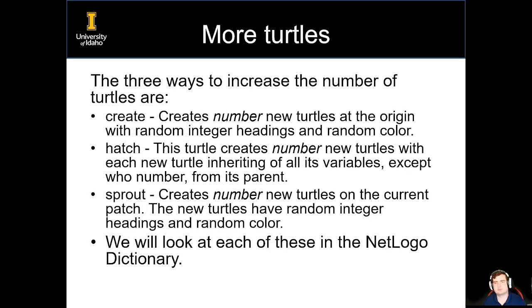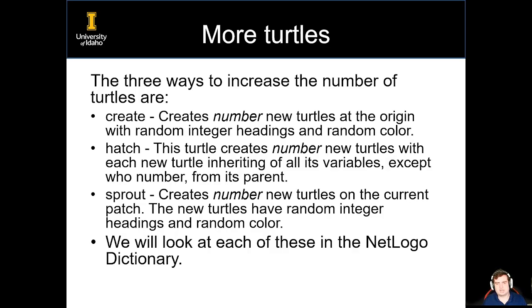So there are three ways to increase the number of turtles. We have the one that we've been using pretty much the entire time in this course, and that's create. This creates a number of new turtles at the origin, or if we provide additional content, somewhere else, with different headings and a random color. The next way that we have is called hatch. This creates a number of new turtles, with each new turtle inheriting all of the variables of the parent except for the who number. So they're kind of being hatched. You can think of ducks. They are all very similar to the parent. They're just different creatures. Alternatively, we have sprout.